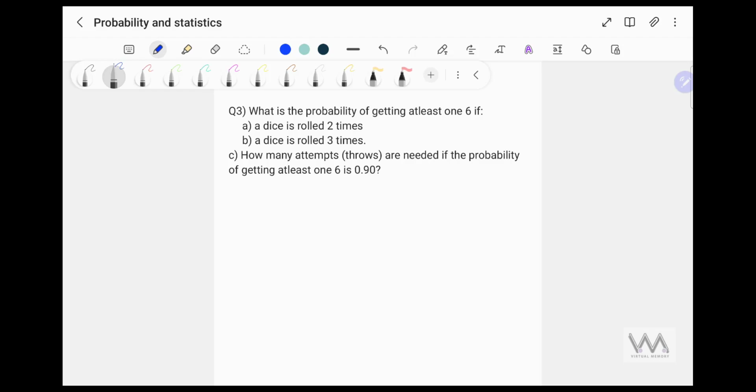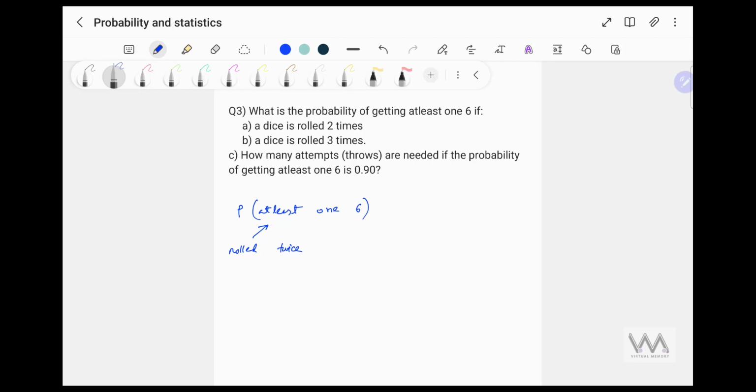The question says, what is the probability of getting at least one 6 if a dice is rolled 2 times? So the probability of at least one 6, this is rolled twice, that's what we're asked to find.